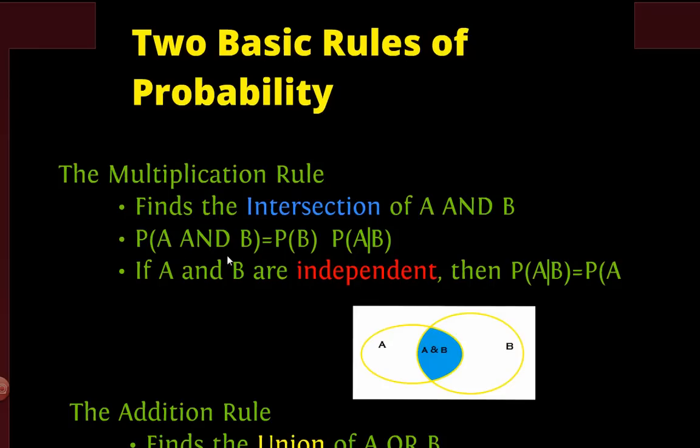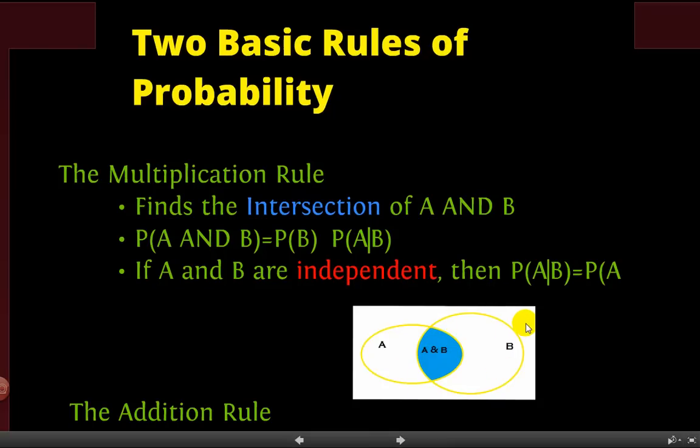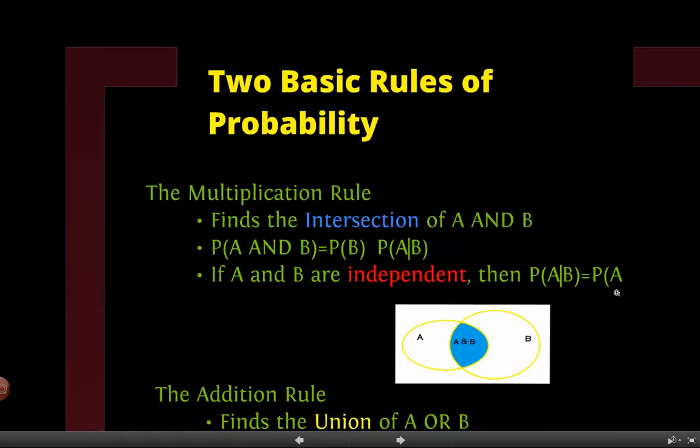Alright, so the probability of A and B is equal to the probability of B times the probability of A given B. Usually the probability of A and B is equal to the probability of A times the probability of B. Alright, we're going to find a small little space if they're independent. Oops, wrong button.